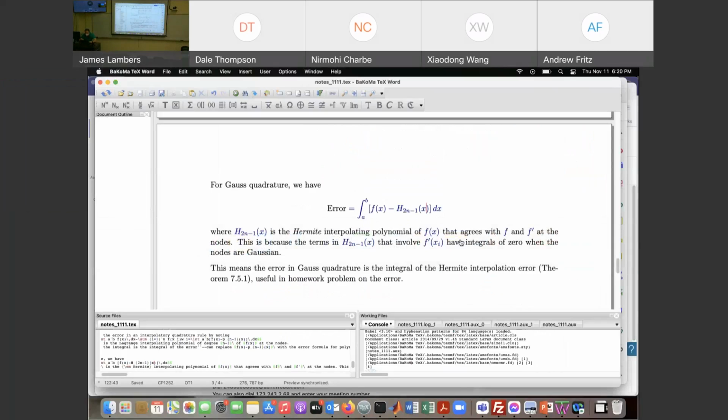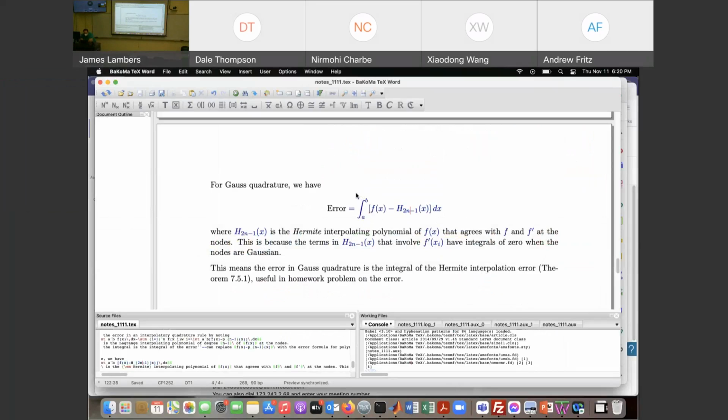Go back to my notes. Okay, so here's the error. And so now we know that the integral of this is the quadrature rule. But now we have a formula for this. This comes from Theorem 751, the error in Hermite interpolation.